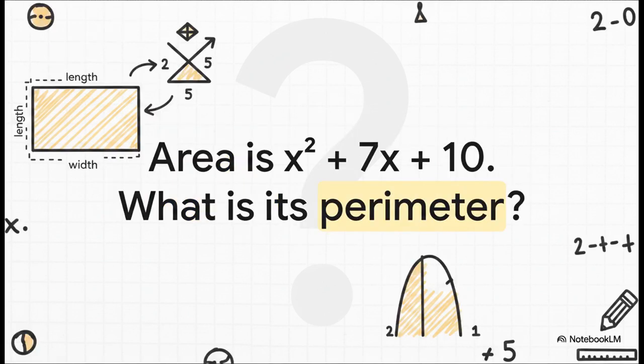And for your final mission, let's see a real practical application. The area of some rectangular part is given by this quadratic. Now, to find the perimeter, you first need to know its length and width. So, how can factoring help you figure that out?